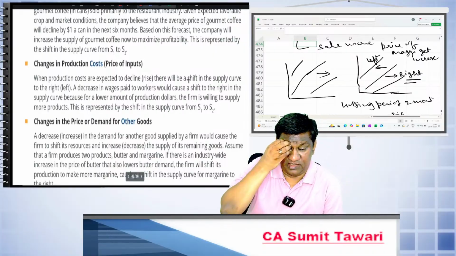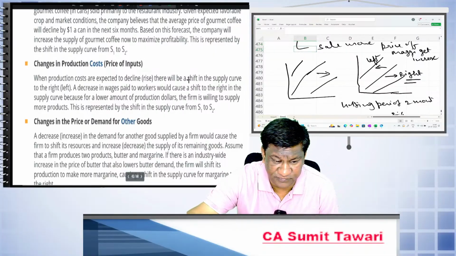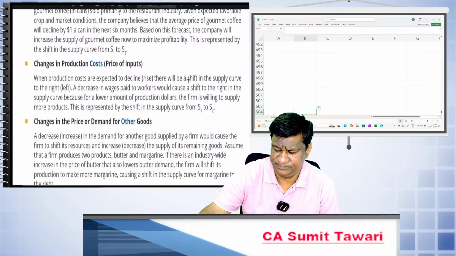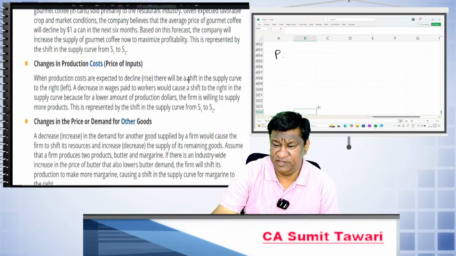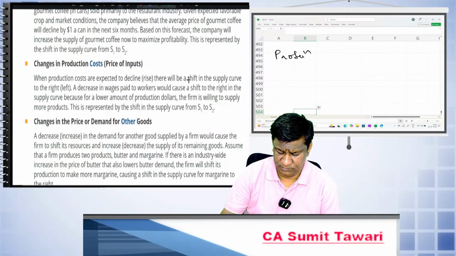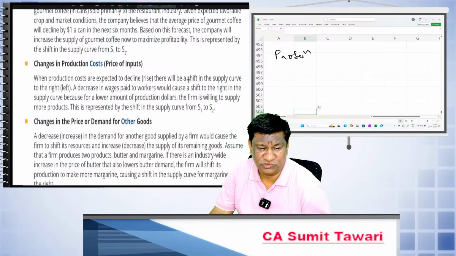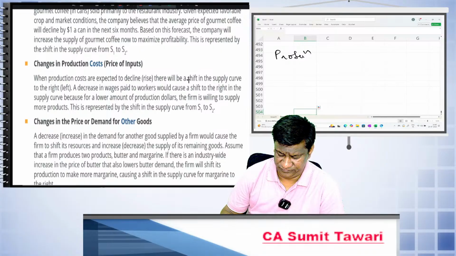Okay, sir. Now, can you give an example of production cost? Any practical example of production cost on my supply curve?